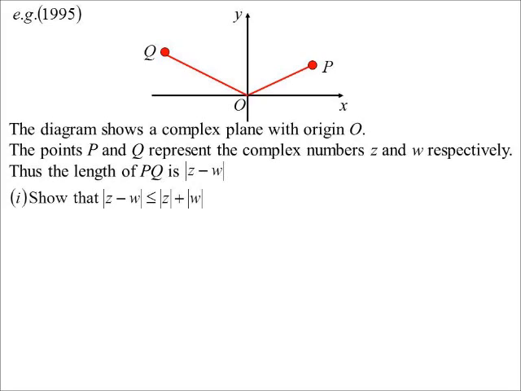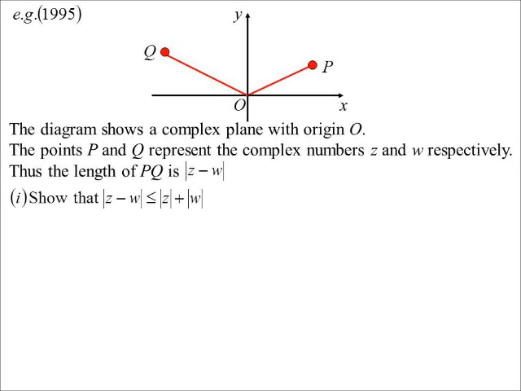So they're reminding us that the length of PQ would be the modulus of Z minus W. Because if I join PQ, that vector, head minus tail, I could think of as Z minus W. Also, it could be W minus Z, but it doesn't matter because we're talking absolute value. So Z minus W, W minus Z, same thing. It really doesn't matter which direction I'm going here. Show that the modulus of Z minus W will always be less than or equal to the modulus of Z plus the modulus of W. That's what I was just talking about with the triangular inequality.